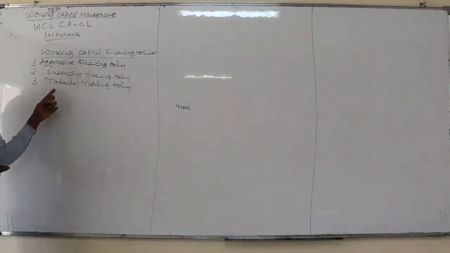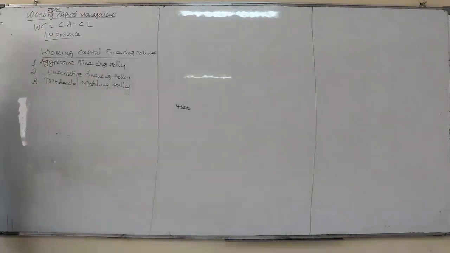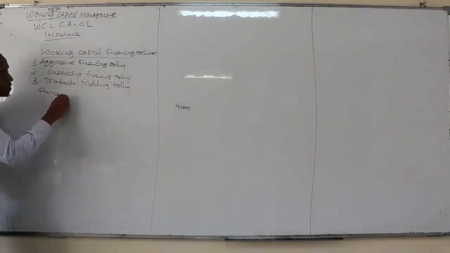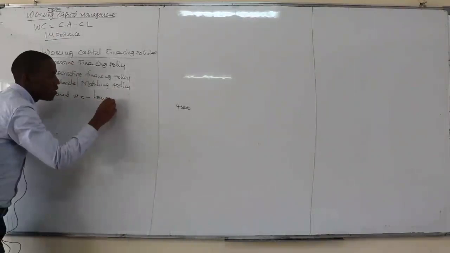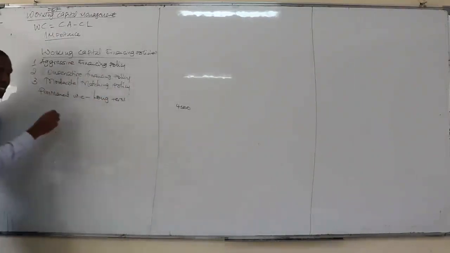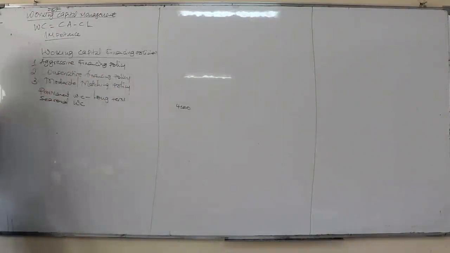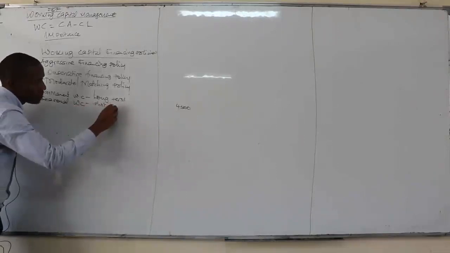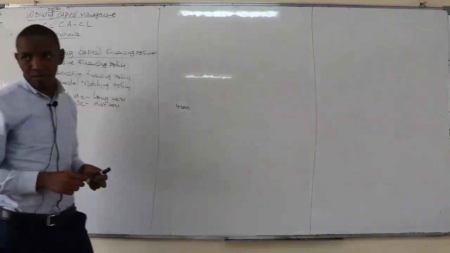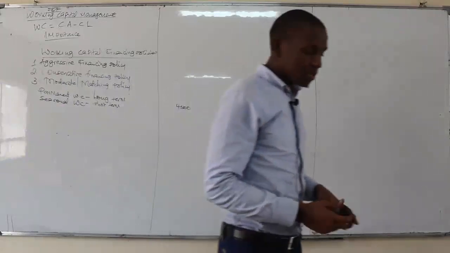Now the last one is the moderate or the matching policy. This is whereby the permanent working capital is financed using long-term sources, while the seasonal working capital is financed using short-term sources of finance. Are we together? And that is how you need to be aware.